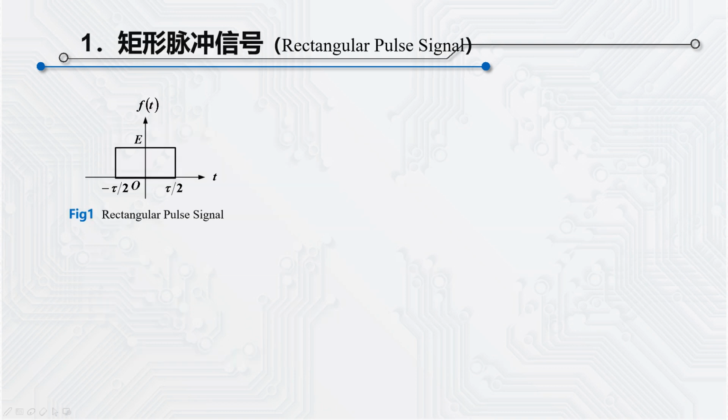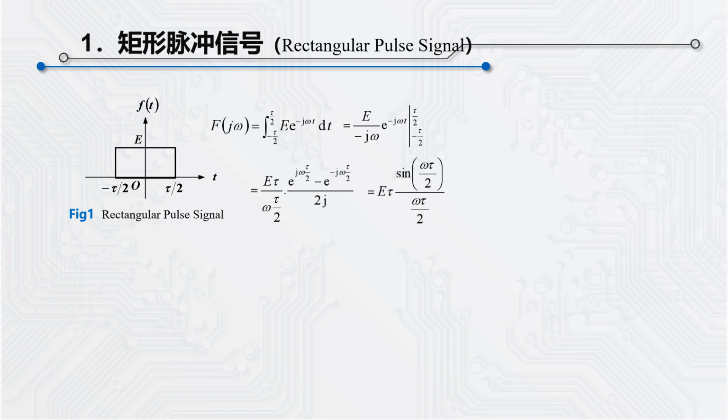To begin with, let's look at the rectangular pulse signal. This is the time domain waveform of the rectangular pulse signal. According to the definition of Fourier transform, we can find its spectral density function. Finally, we can get its spectral density function as shown in Formula 1. Here, you can find that spectral density function of the rectangular pulse signal changes according to the law of sampling function.